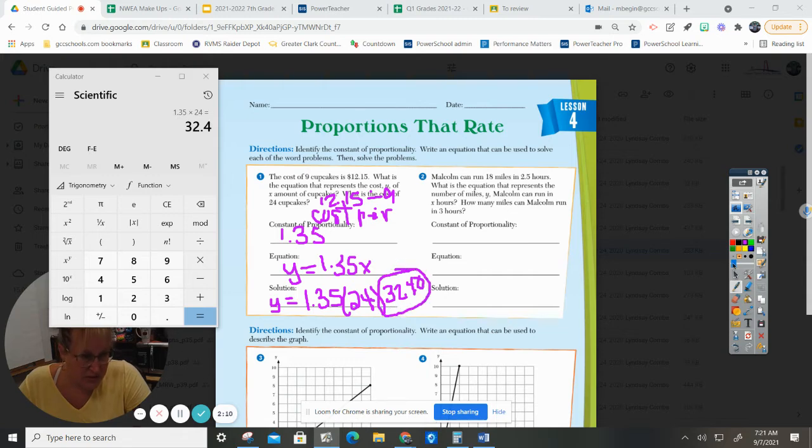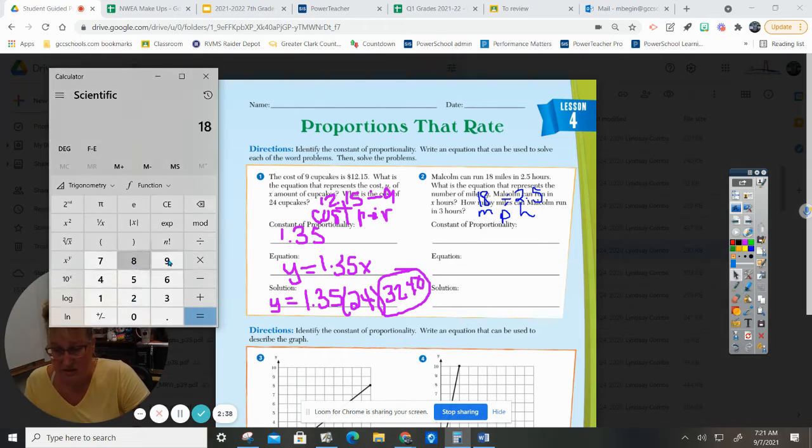Going to change colors and make this possibly a little smaller. Malcolm can run 18 miles in 2.5 hours. So we're trying to figure out miles per hour. So I will do 18 divided by 2.5. And that tells me how many miles per hour. And that's also our constant. So 18 divided by 2.5.